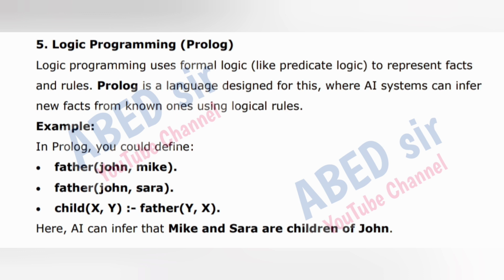5. Logic programming, Prolog. Logic programming uses formal logic, like predicate logic, to represent facts and rules. Prolog is a language designed for this, where AI systems can infer new facts from known ones using logical rules. Example: in Prolog, you could define father(John, Mike); father(John, Sarah); child(X, Y) :- father(Y, X). Here, AI can infer that Mike and Sarah are children of John.